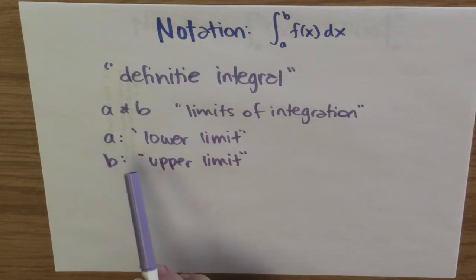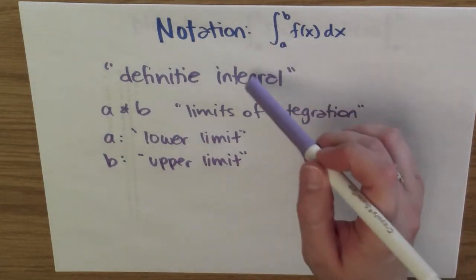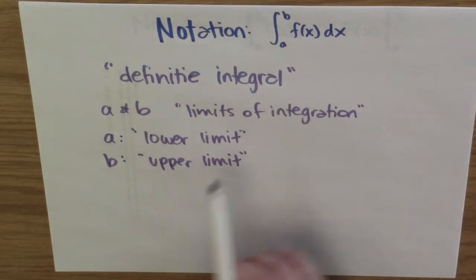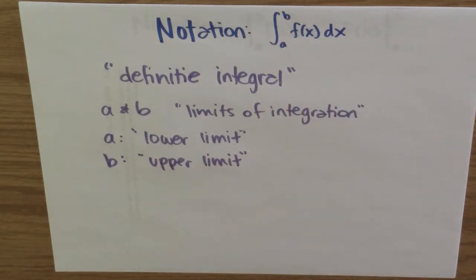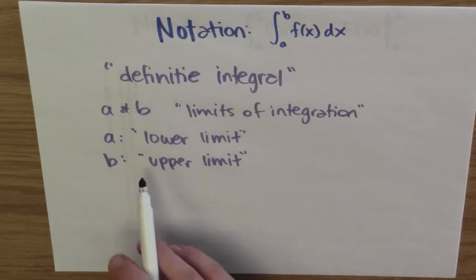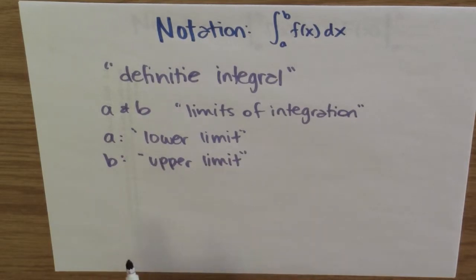Partly lower because it's lower on our long s integral sign, and upper because it's upper on our long s integral sign, and also because normally a is a smaller number than b, right? We talked about the opposite situation where a is a bigger number than b, but most of the time what you'll see is that a is a smaller number than b. And so we're going from this smaller value or lower value to this bigger value or upper value.